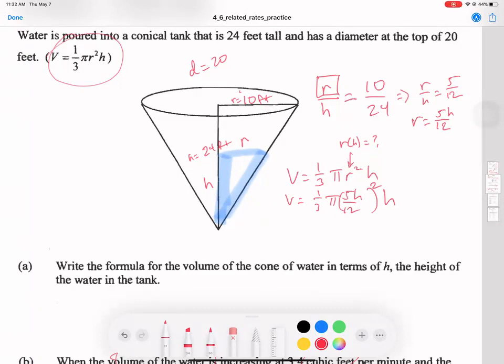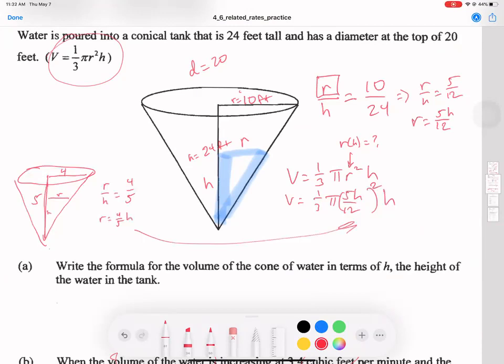Okay. Let me give you a quick example on the side. If I gave you a different cone, and I told you the height and the radius were 5 and 4, you would still do the same thing. You would call this r and h, the small version of the triangle, and r over h would equal, in this case, the radius 4 over 5. They're similar triangles. And if you want to solve for r, r is equal to 4 over 5 h. And you would plug that into this equation over here.